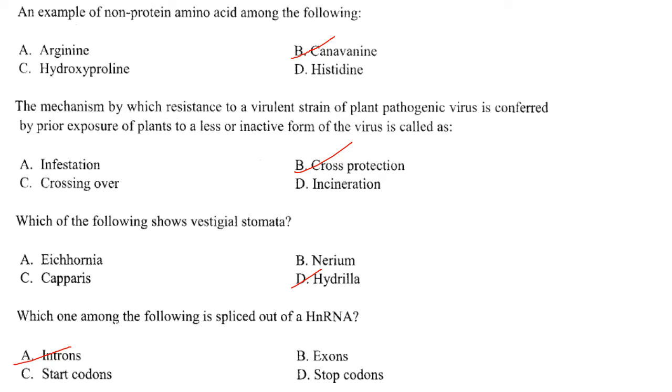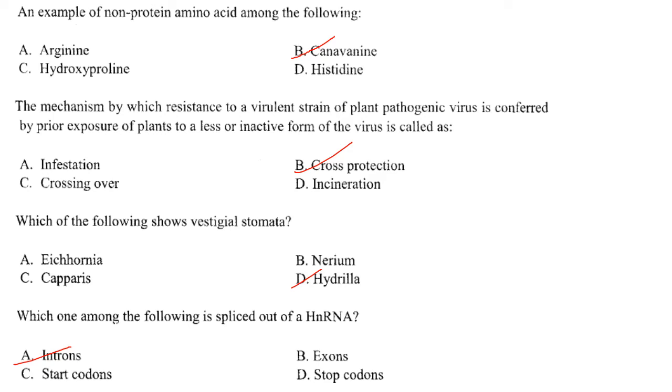Then next one. The mechanism by which resistance to a virulent strain of plant pathogenic virus is conferred by prior exposure of plants to a less virulent or inactive form of the virus is called cross protection. Answer is option B. Then which of the following shows vestigial stomata? So Hydrilla shows vestigial stomata.